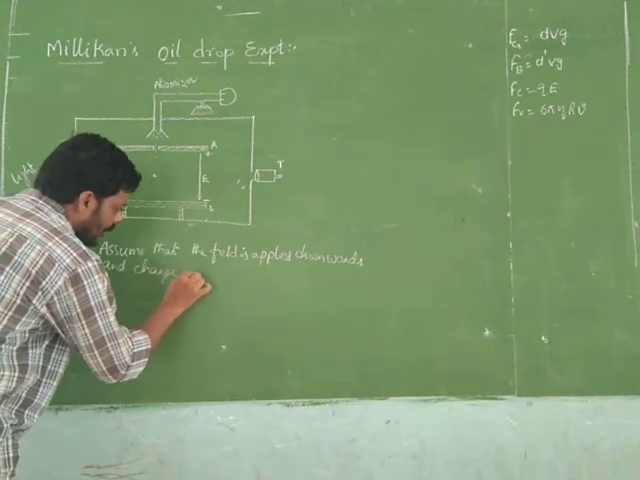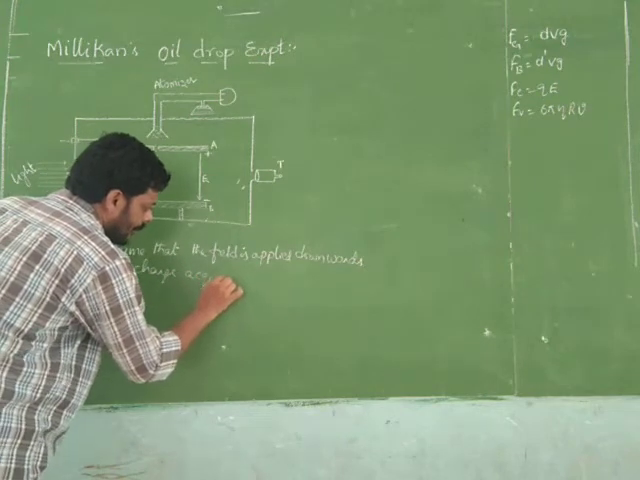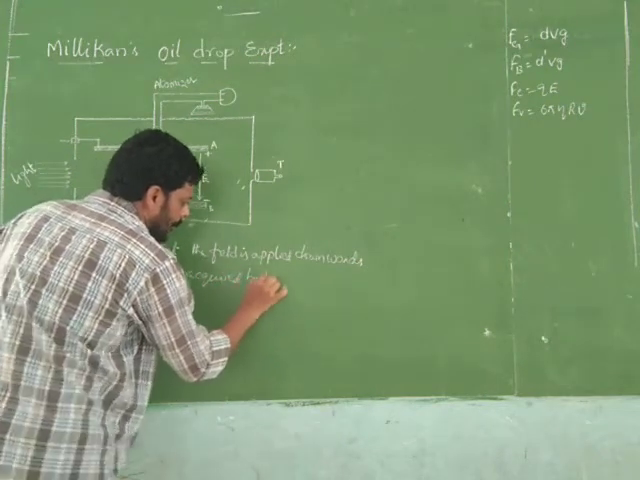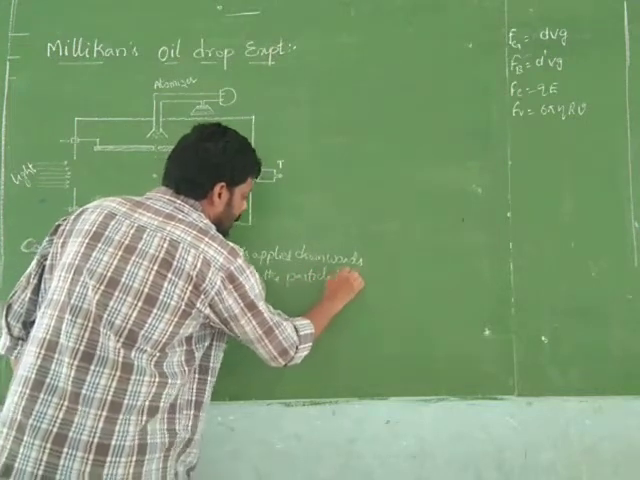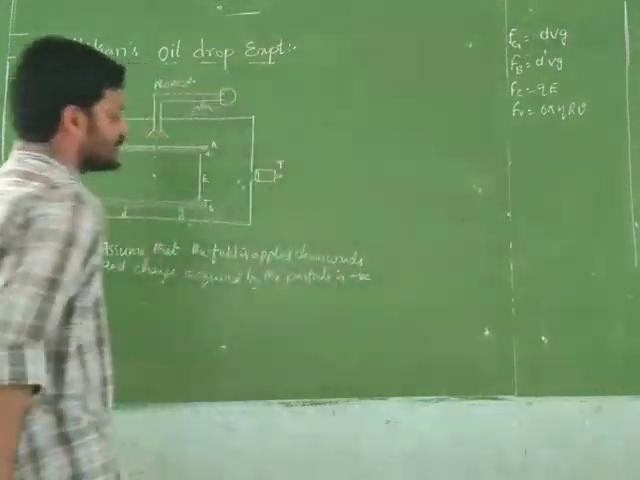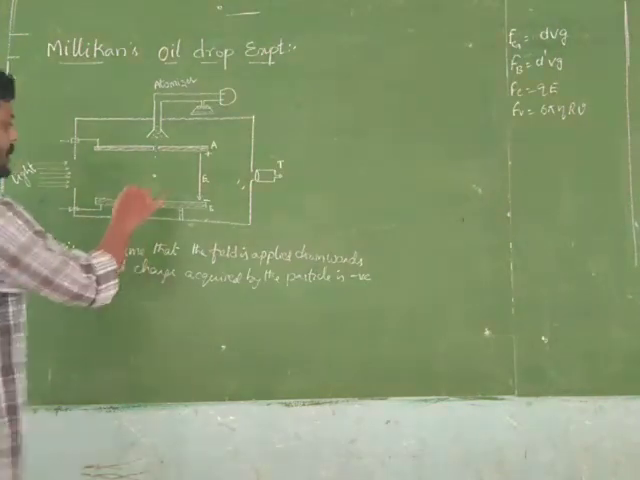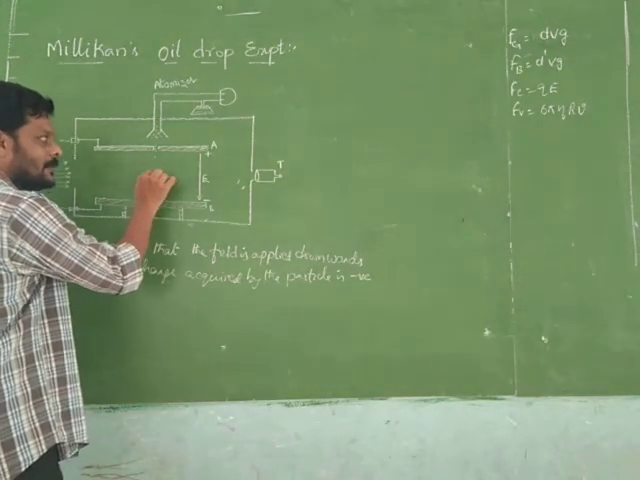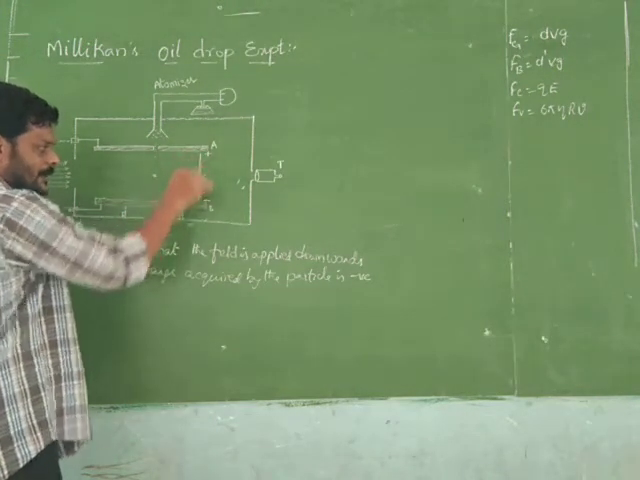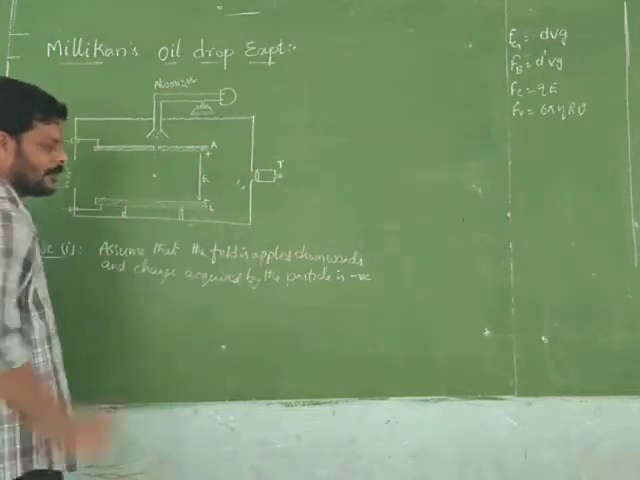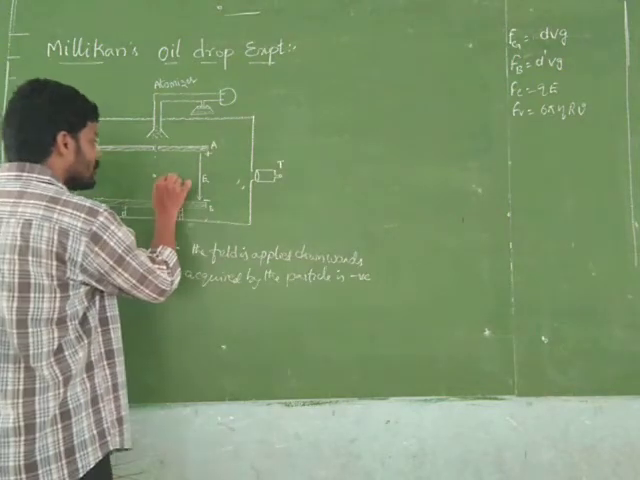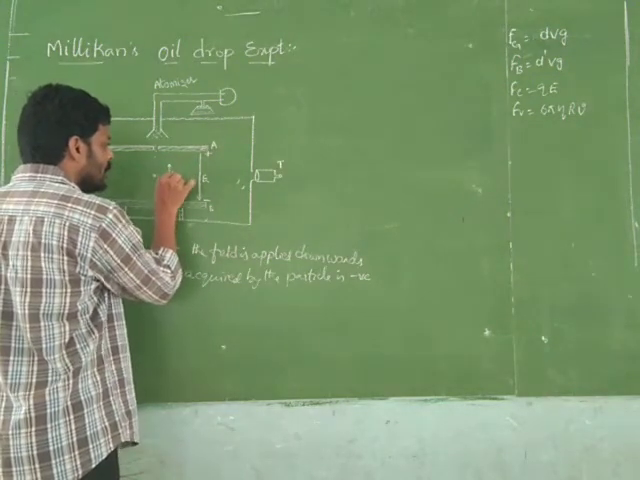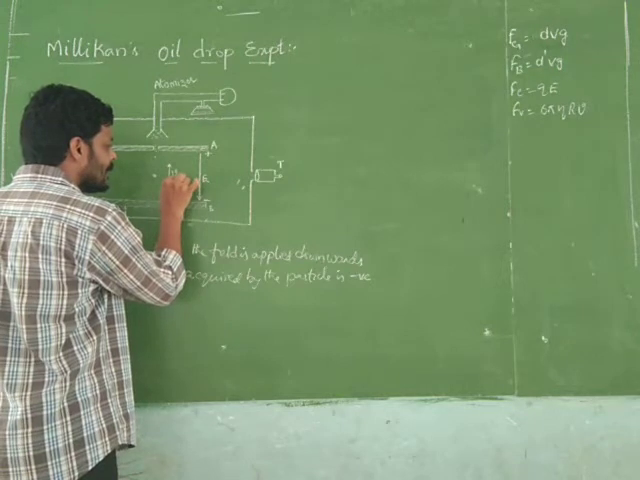the charge acquired by the particle is negative. If the particle is getting a negative charge, see, the field is applied vertically downwards, so there is a force of attraction between the upper plate and the negatively charged particle. Now it starts moving upwards with the velocity VE.